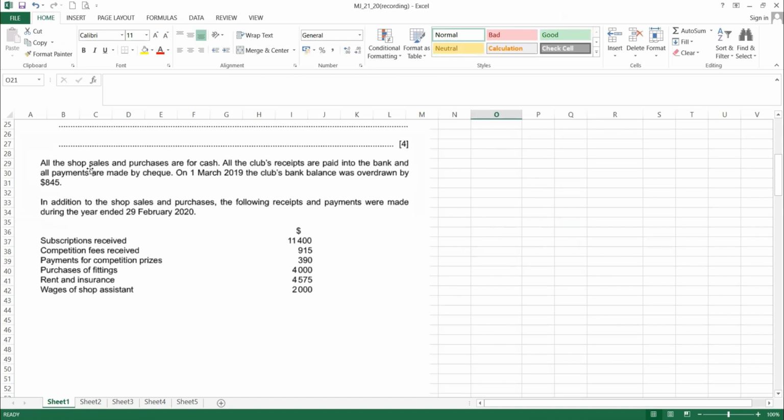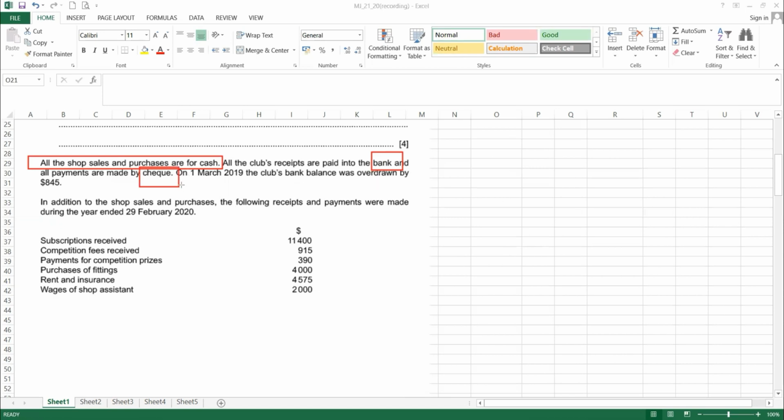Next, the question says that all the shop sales and purchases are for cash. That means they don't have credit. Everything is bought and sold using cash. All the club receipts are paid into the bank and all payments are made by cheque. That means receipts and payments all go through the bank account.